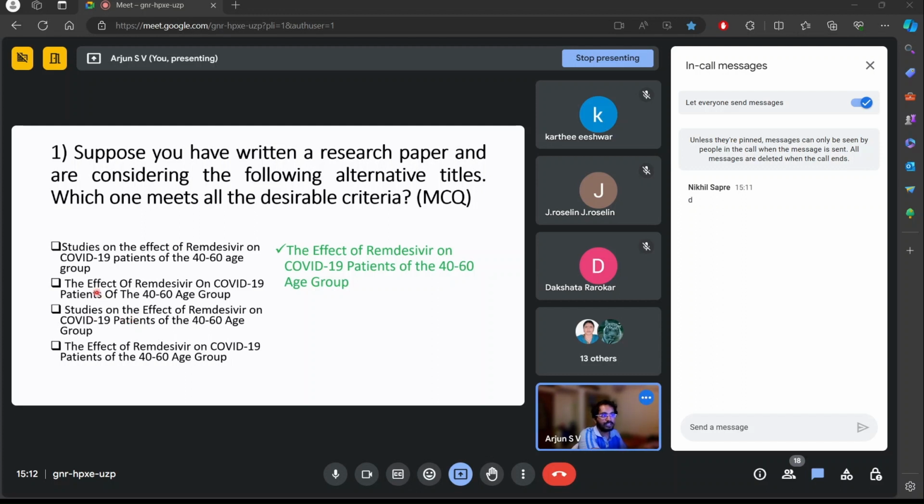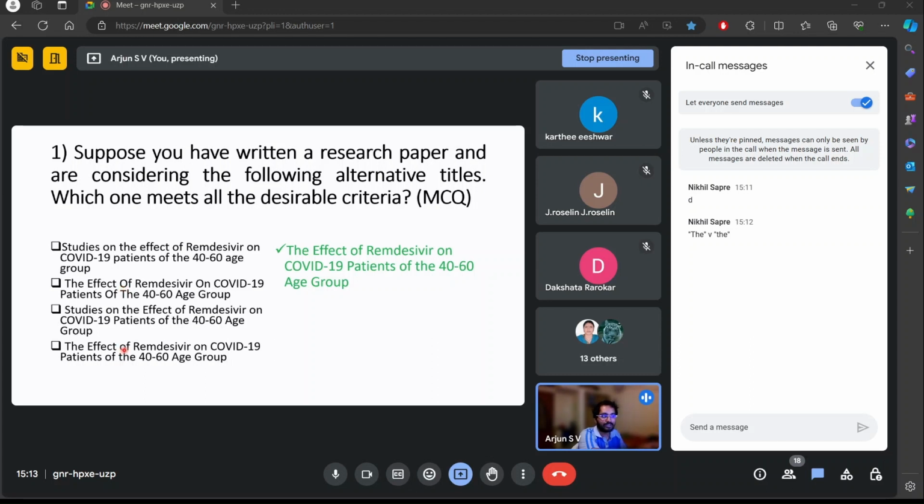Then we have to look at the remaining options, which start with "the effect of". Options B and D have the same wording: the effect of remdesivir on COVID-19 patients of the 40 to 60 age group. But one difference you observe between options B and D is that the prepositions of, on, and again the, are capitalized. One important rule in framing a title is that prepositions and short words of fewer than three letters should be small lettered.